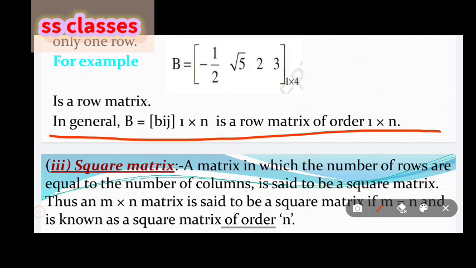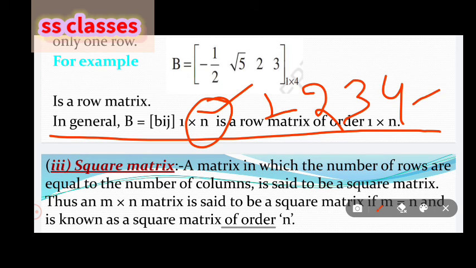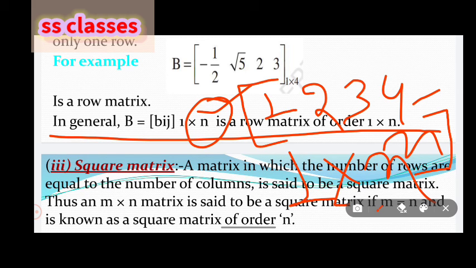In general form, V equal to Vij, 1 into n. That means the row is 1, but the columns are many elements, denoted by n. It is a row matrix of order 1 into n equal to n. That means 1, 2, 3, 4, up to n, and this is a rectangular array. This is a 1 into n matrix.